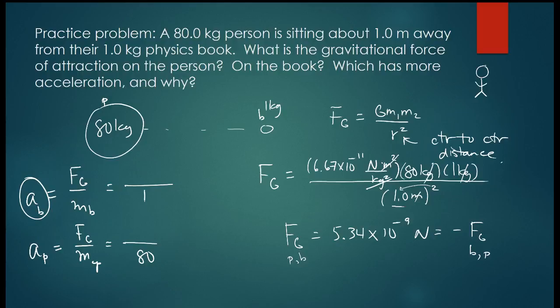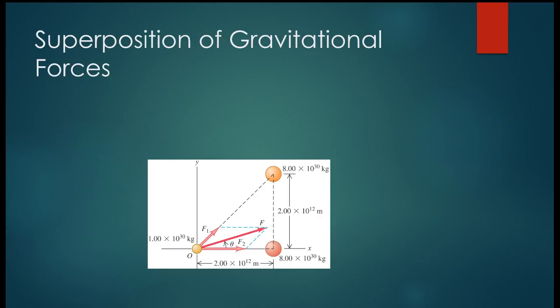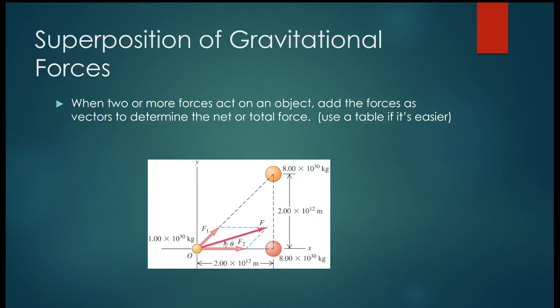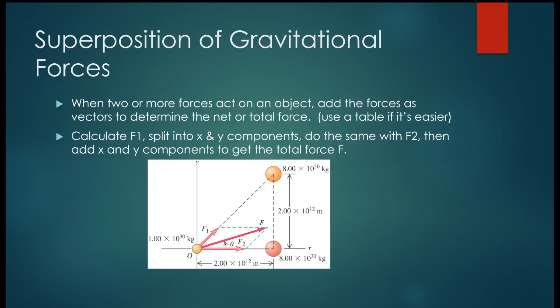Okay, now because gravity is a force, it also obeys superposition. And so when you have two or more forces acting on an object, you add the forces as vectors to determine the net or total force. And you can set up a table if it's easier for you. Okay, so we calculate F1 and we split it into x and y components.